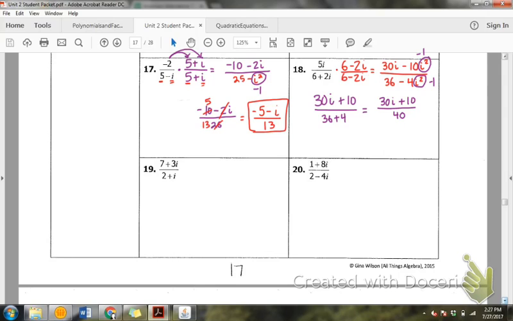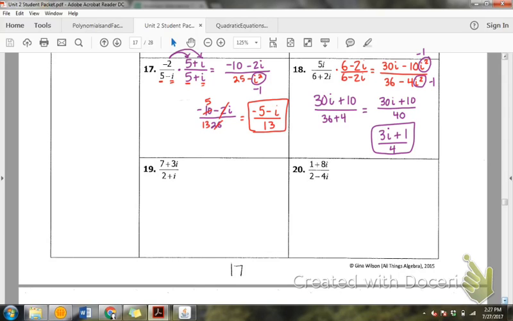Okay, so we have 30i plus 10 over 40. We know that all of those can be divisible by 10. So when I divide by 10, I have 3i plus 1 over 4. Raise your hand if this is the answer that you have. You have to be able to reduce all of them by 10. Does anyone have any questions on how I got here on number 18? Nope, I just goofed over my signs. Be careful.